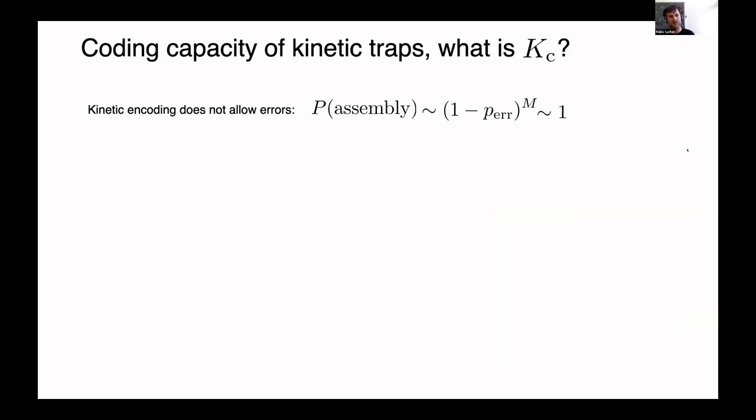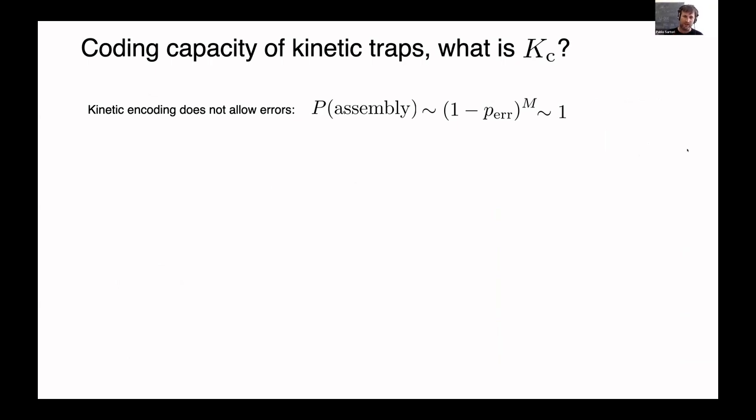So what is the coding capacity, right? I showed you that numerically it seems that we can encode through kinetic traps multiple assembly pathways in a mixture, that this allows retrieval of this information far from equilibrium and therefore very fast, but we don't know what the coding capacity is.